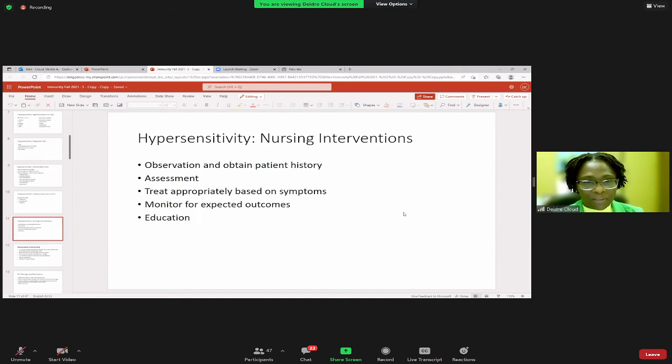So we talked about monitoring the expected outcome. If you give medication, you want to make sure you get the desired effect from it, right? If you give epi, you expect the tongue swelling to go down and the breathing to be easier. If you give Benadryl, you expect the itching to stop, or if you're giving some type of topical corticosteroid, you expect the rash to go down or the itching to stop. And usually it works. Usually when you give those three medications I mentioned, because that's what you'll see given most often, it works, and the patient goes home and they're fine.